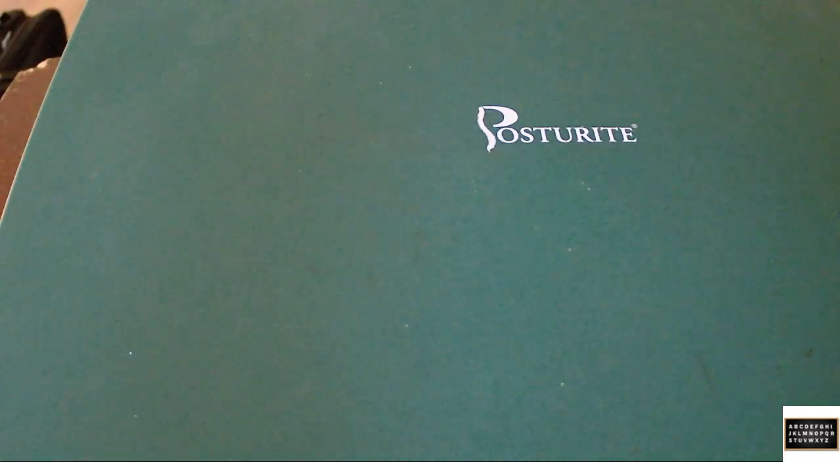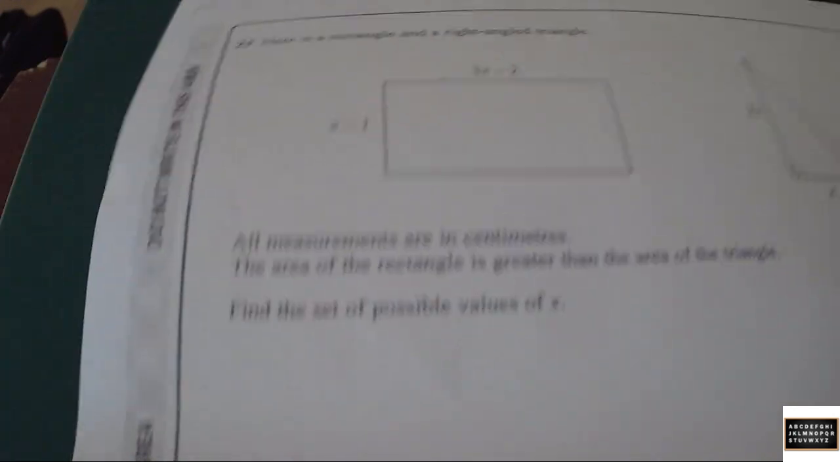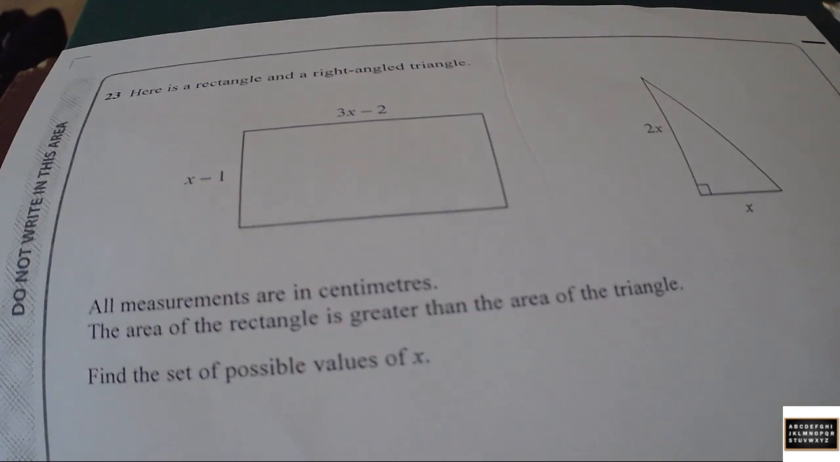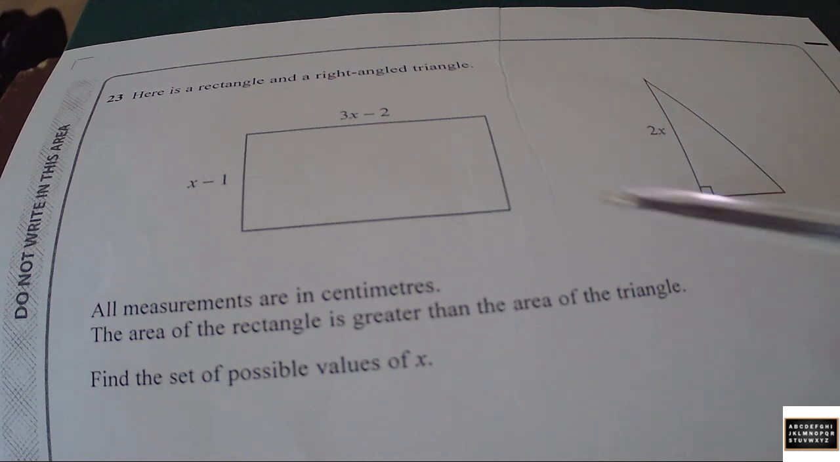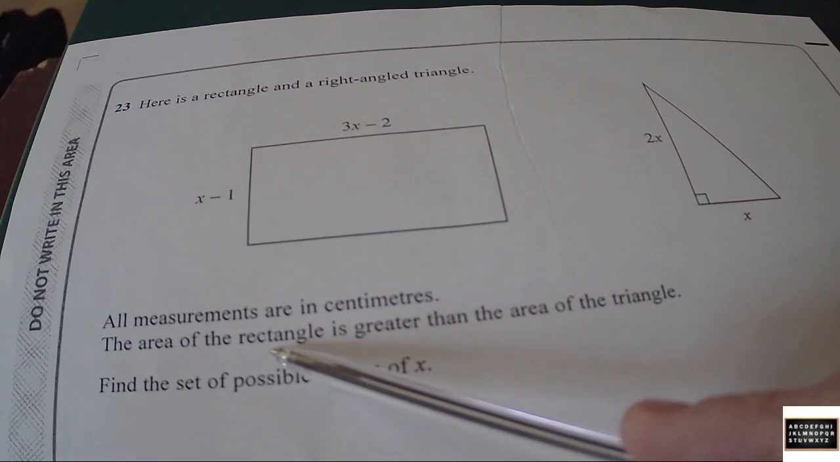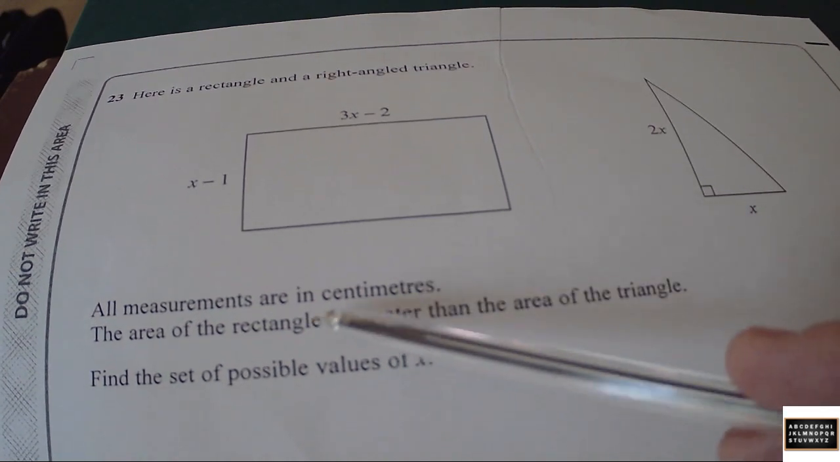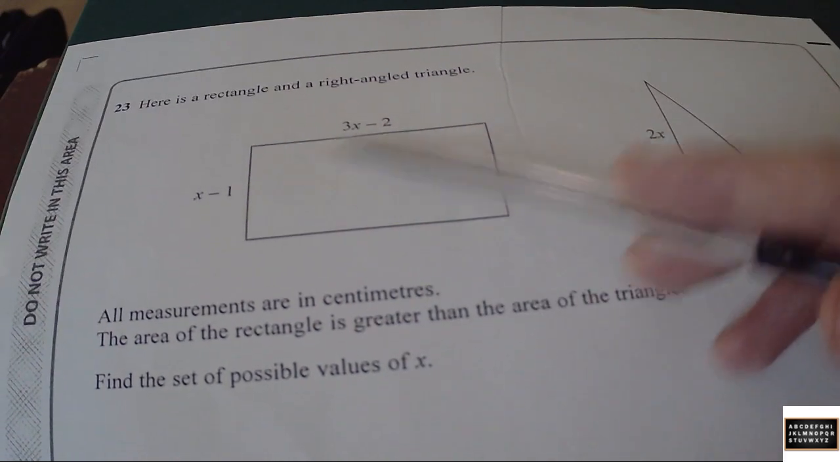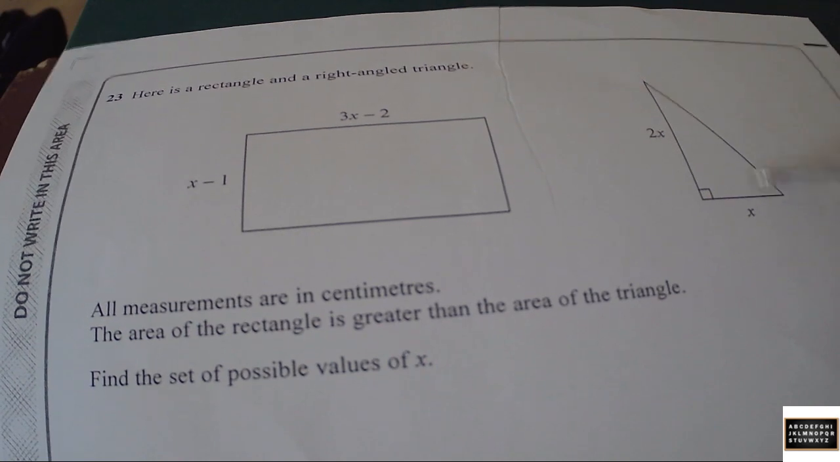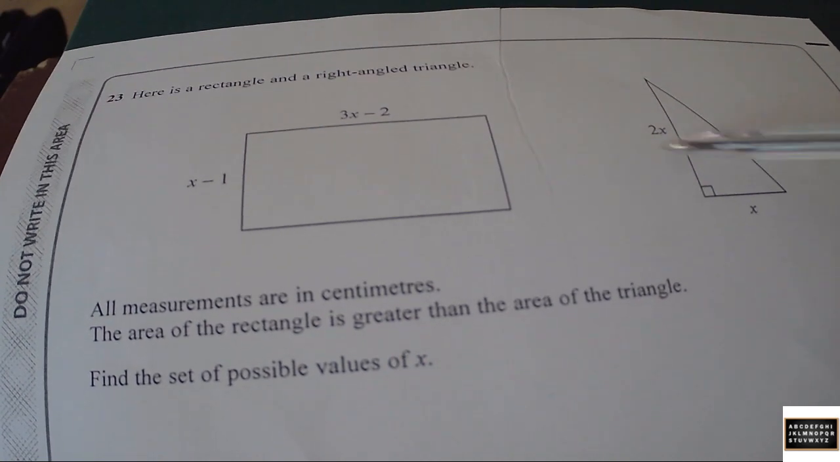The last question is obviously question 23. This is slightly more straightforward. As a last question, it's worth 5 marks. It's quite a lot of marks. It's talking about a rectangle and a right angle triangle, and it's talking about the area of the rectangle being greater than the area of the triangle. Now the area of the rectangle is these two things multiplied together. The area of the triangle is half the base times the height. That's going to be quite easy to do.